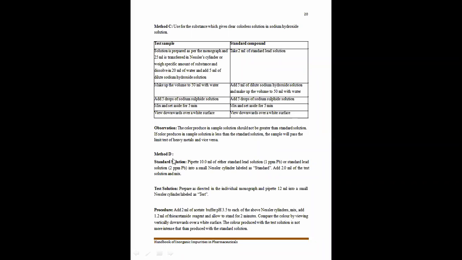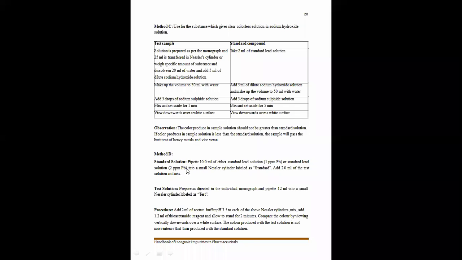Then our last method for the determination of heavy metals limit test is method D. It is not any specific type, but only different types of solutions we are going to use as compared to the other three methods. Now watch what procedure we are going to follow. Here we add 2 ml of acetate buffer, pH 3.5, in both the Nessler cylinders, that is test as well as standard. Mix and add 1.2 ml of thioacetamide reagent and allow to stand for 2 minutes. Then compare the color by viewing vertically downward over a white surface. If the color produced with the test solution is not more than the standard, then our sample solution will pass the limit test of heavy metal.